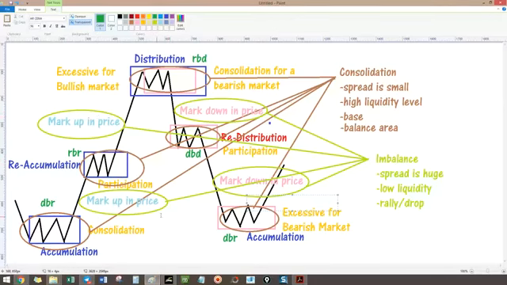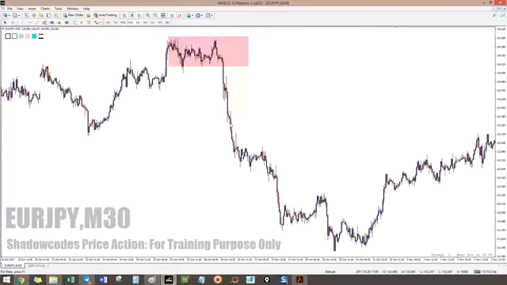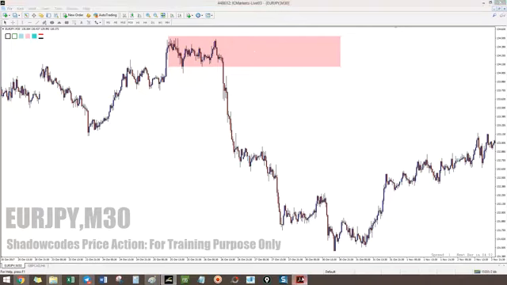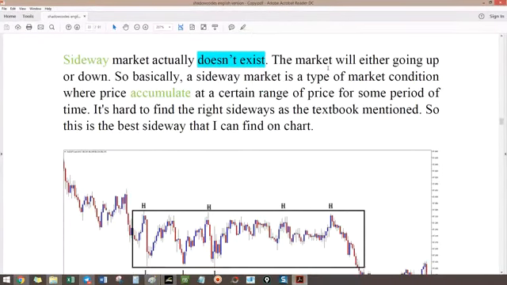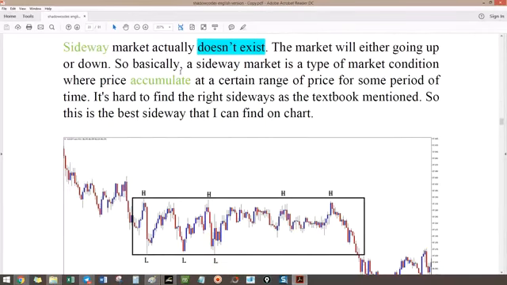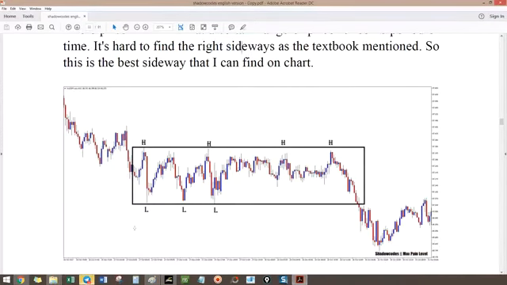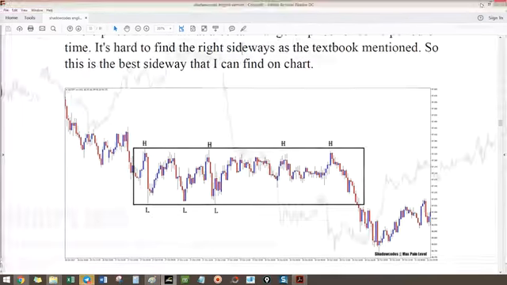All right, so what is the purpose of learning this? I will explain later. So the first thing, we want to find this in the chart. Okay, so you have something like this. You have a sideway. Remember this one? Consolidation. Sideway market actually doesn't exist. The market will either go up or down. Sideway market is a type of market condition where price accumulates at a certain range of price for some period of time. So we want to find something like this in the market.